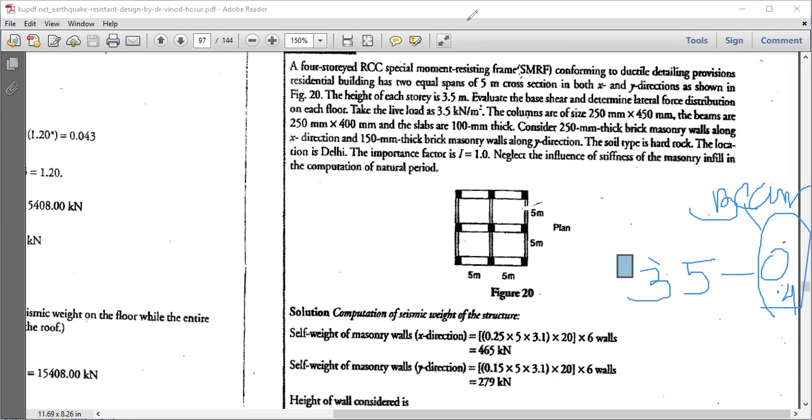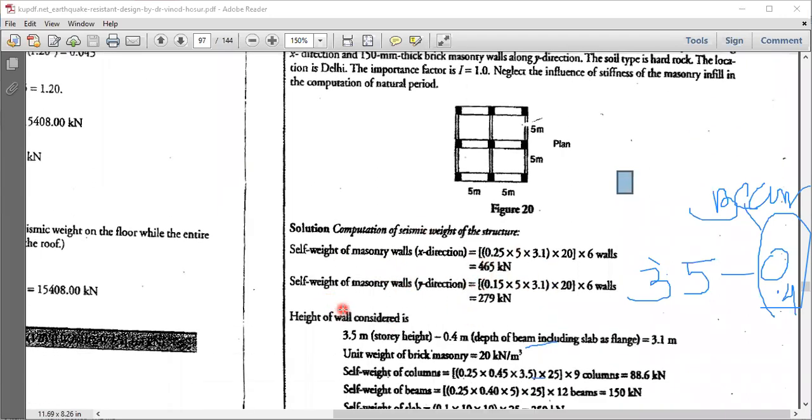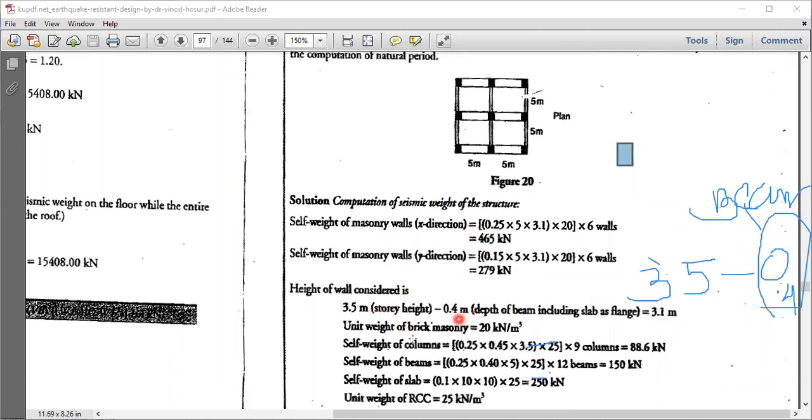Fine. So this is that 3.1. Both the heights after deducting the depth of the beam, and number of walls is 6: 1 2 3 4 5 6. Number of walls is again 6 in each of the case. So this is self weight of the masonry wall. Then height. He's here giving us how the height of the wall is considered.